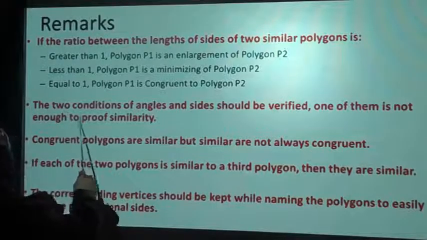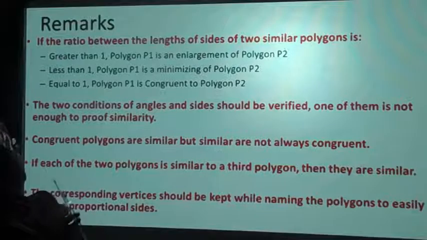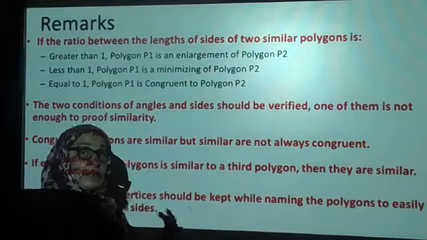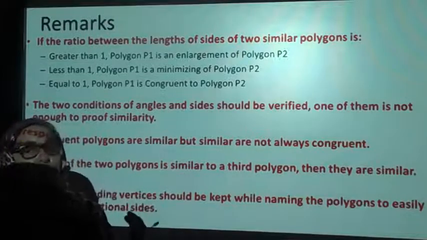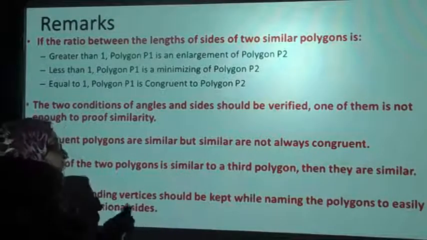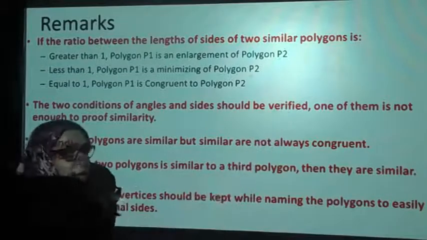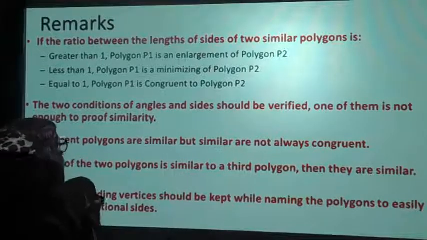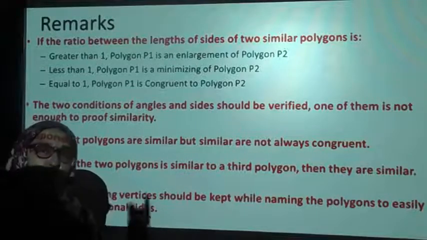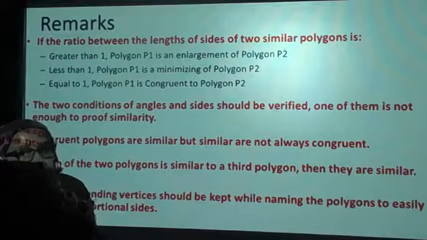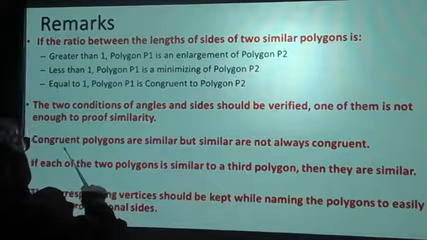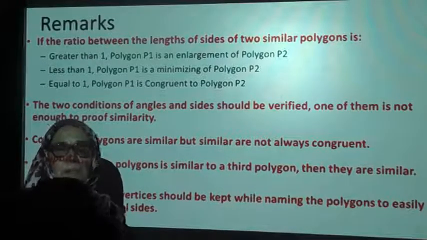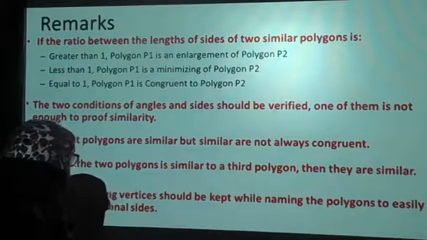Now here is another important remark. The two conditions, which are the equality of the measures of the angles and the proportion of the lengths of the sides, have to be verified together in order to say that the two shapes are similar. Otherwise, if you have only one condition, this is not a similarity case. Also, congruent polygons are similar, but not all similar polygons are congruent.